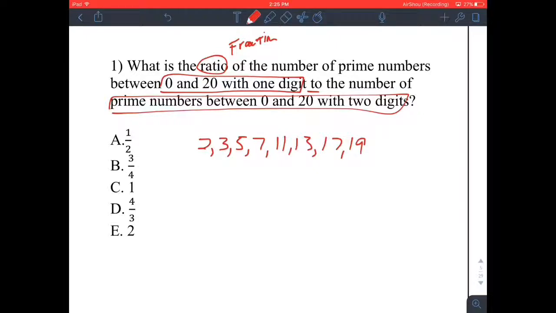So then the question is, what is the ratio, so that's going to be a fraction, of the number of prime numbers between 0 and 20 with 1 digit, there are 4 with 1 digit, to the number of prime numbers between 0 and 20 with 2 digits. There are 4 with 2 digits. That reduces to 1. So that ratio is 1 to 1, or in this case just 1, because that's the only choice that could be correct.